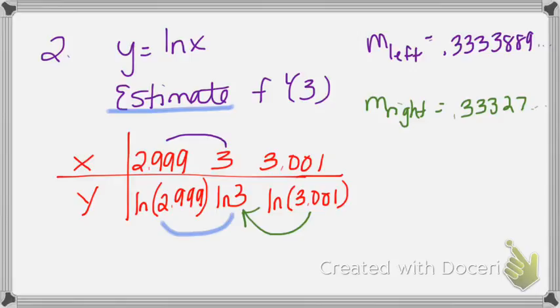So then I'm going to go up and grab that first one plus grab the second one. So these two numbers right here, I'm going to add them and then divide by 2. So we're going to estimate that our slope is 0.333, and we're going to round it to 3 decimal places.